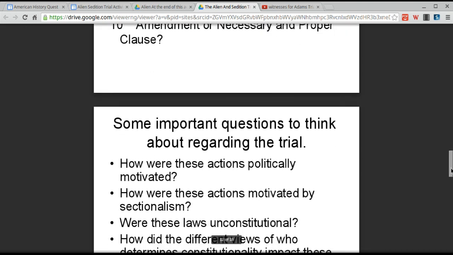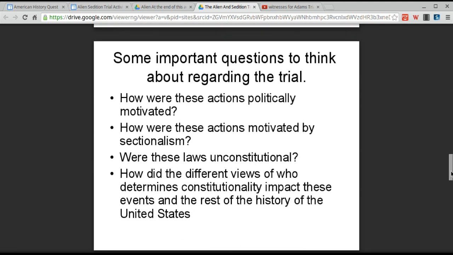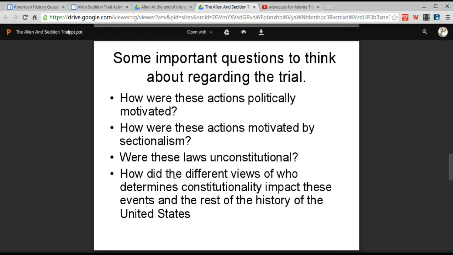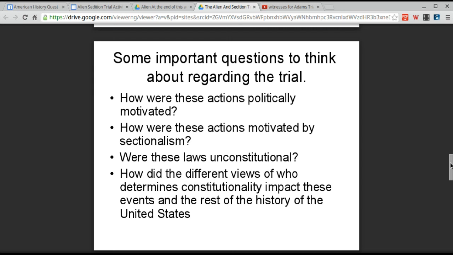Moving right along, some important questions to think about during the trial. As I said before, how were these guys politically motivated? How were they motivated by sectionalism? Earlier, I talked about how John Adams, I think I talked about this in another screencast, wanted to protect New England sailors and New England merchants. Well, where was John Adams from? What was Thomas Jefferson interested in terms of his section of the country, the South? How did the different views determine the constitutionality impact of these events? That's a very important question. And of course, just in general, the idea of the constitutionality of these laws.